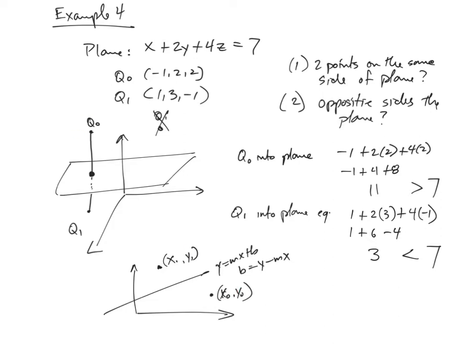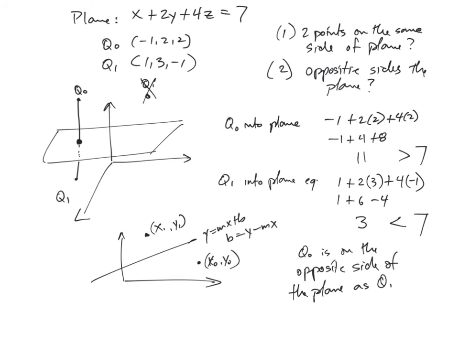Same thing here with a plane. I found that when I put the coordinates for Q0 into the plane equation, I got a number on the left-hand side which was bigger than 7. When I put these coordinates in, I get a number less than 7, which means they're on opposite sides of the plane. Okay, so we know they're on opposite sides of the plane. If they both turned out to give a number greater than 7, then they're on the same side of the plane. Or if they're both less than 7.